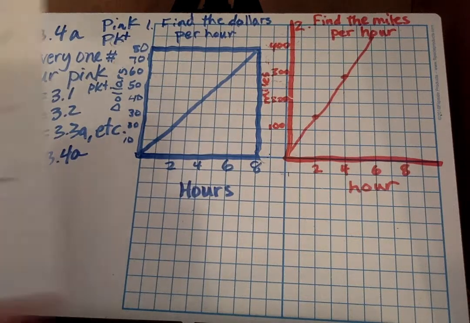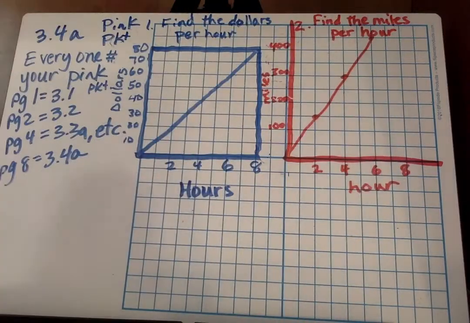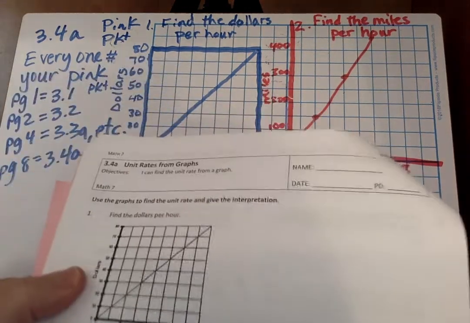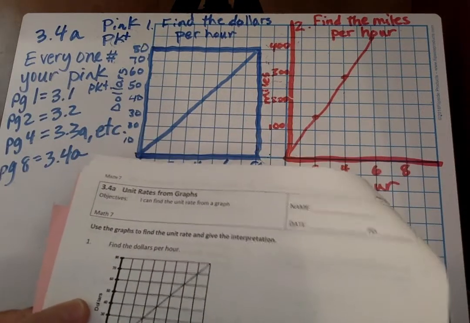3.3a is going to be page 4. So that's page 4 right there. Next one's 5. So 6 is 3.3b. 7. And then 8 is where we're at right now. Right here. So this is page 8, 3.4a in your pink packet, unit rates from graphs.